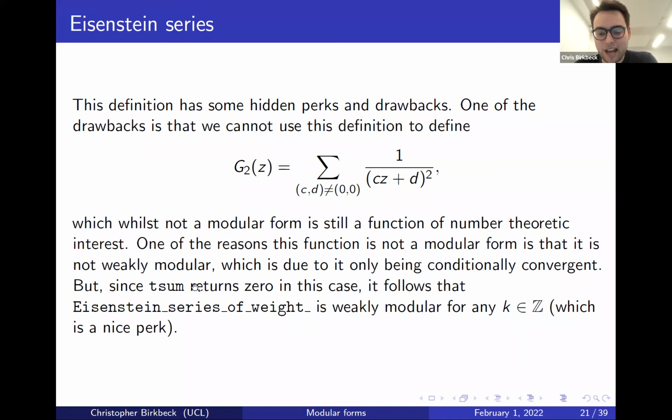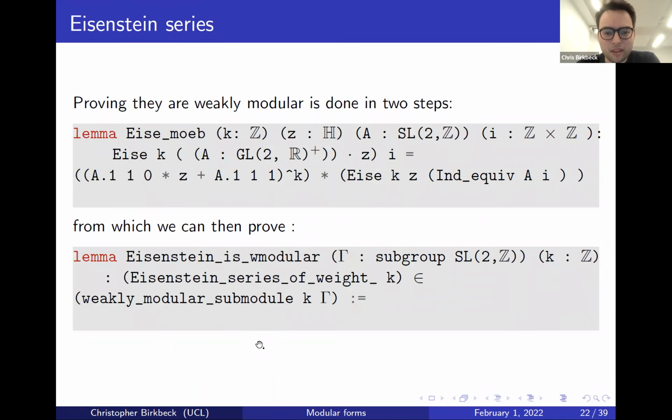I can check that my Eisenstein series are all weakly modular, for any weight k, which is a nice little perk. Just because as soon as k is 2 or anything less than 2, this sum isn't absolutely convergent, so you're just working with the zero function, and the zero function is weakly modular. And to check the weak modularity, there are two steps. First, you just check how this Eise function, these little component functions, transform under the action of Mobius transformations. So this is what this first lemma says.